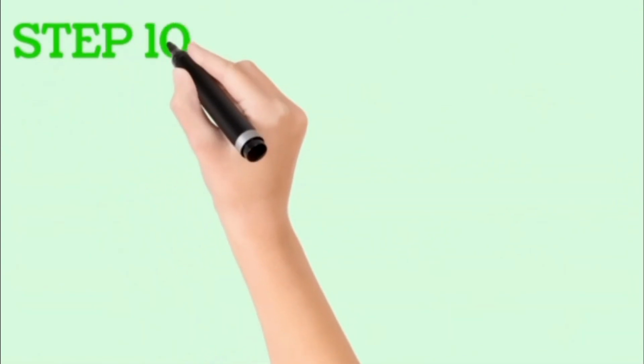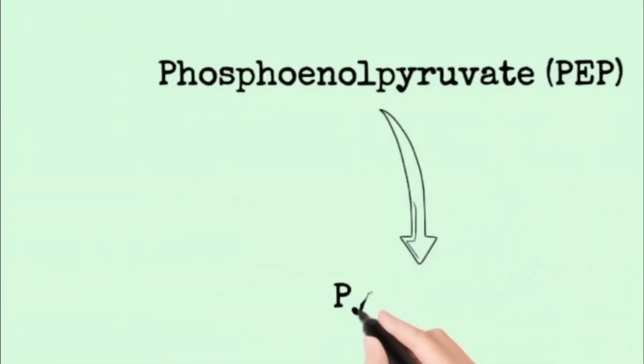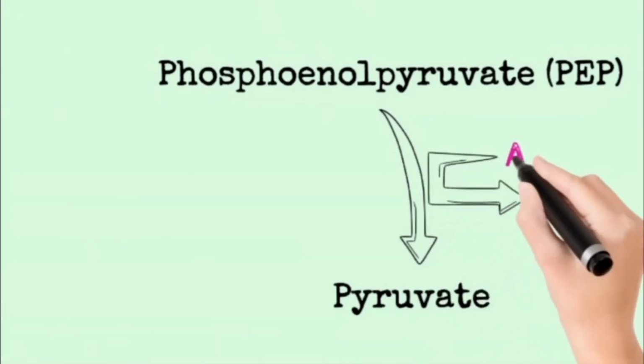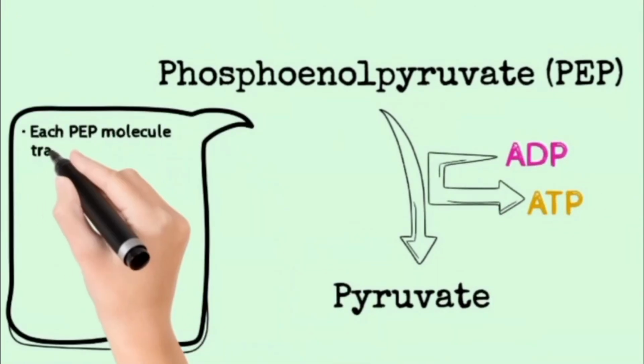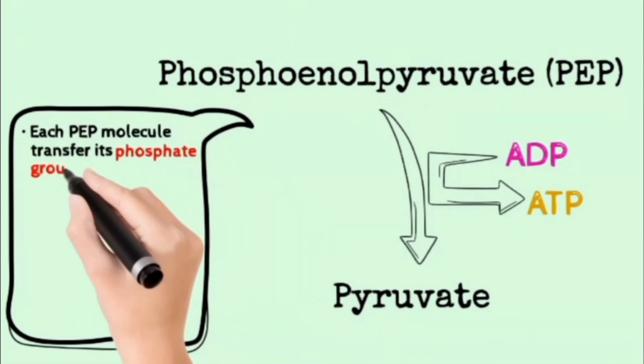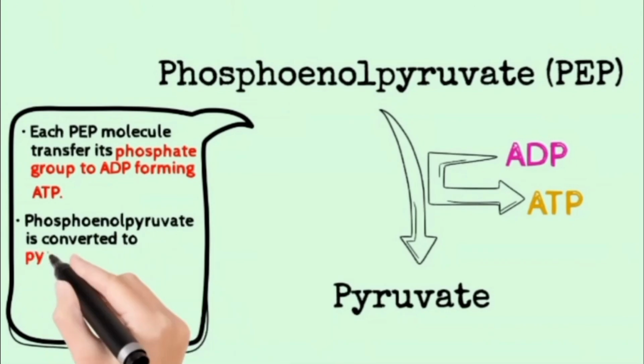Step 10. Pyruvate kinase reaction. Phosphoenolpyruvate is converted to pyruvate. Each phosphoenolpyruvate (PEP) molecule transfers its phosphate group to ADP, forming ATP. This is the production of ATP through substrate-level phosphorylation.